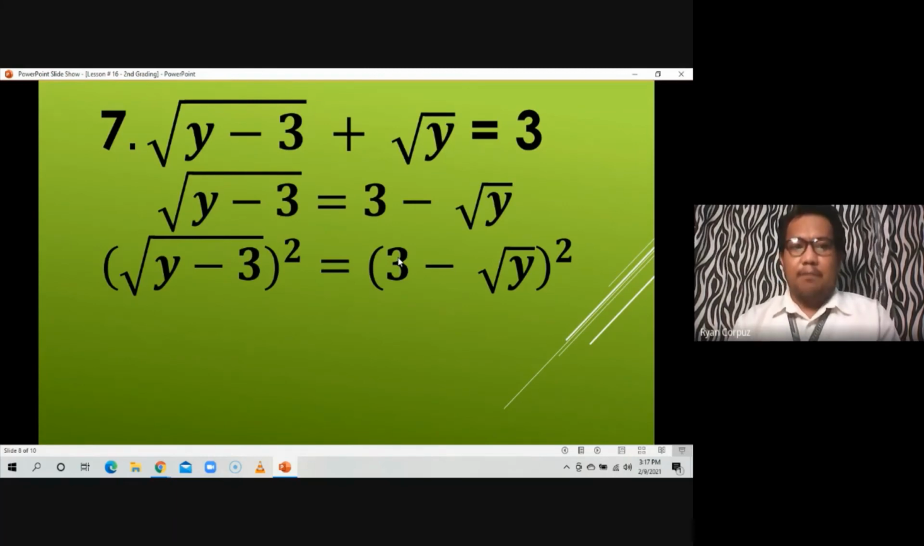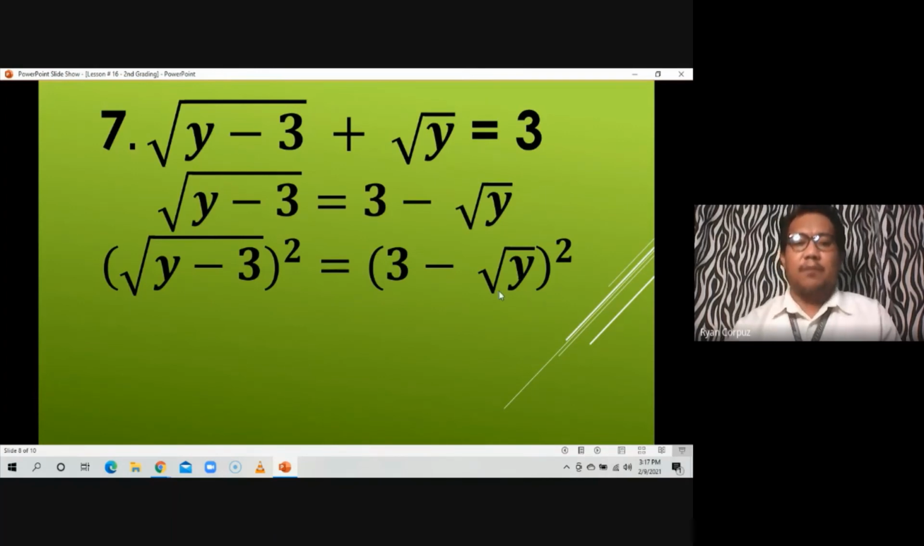Then second step, twice the product of the first and the second. Ang twice means times 2. So 2 times the first, that would be 6. Times the second, that's 6 square root of y. So since negative yung second, that would be negative 6 square root of y.